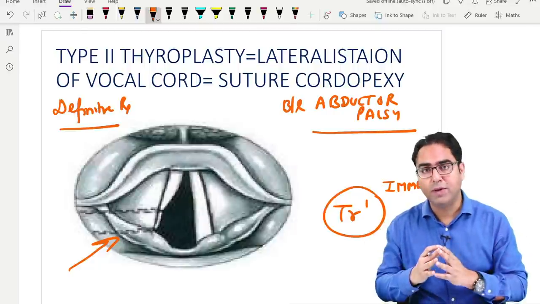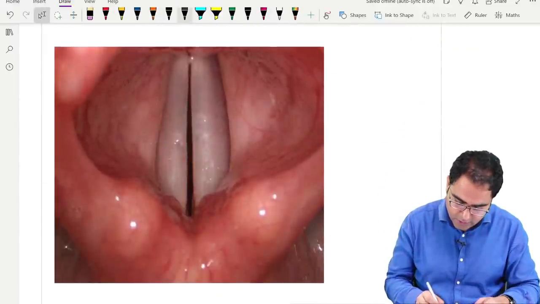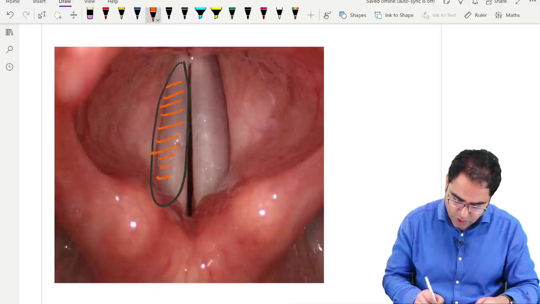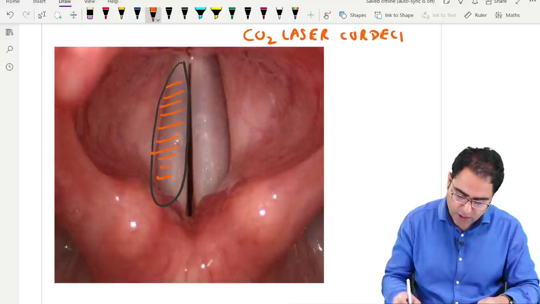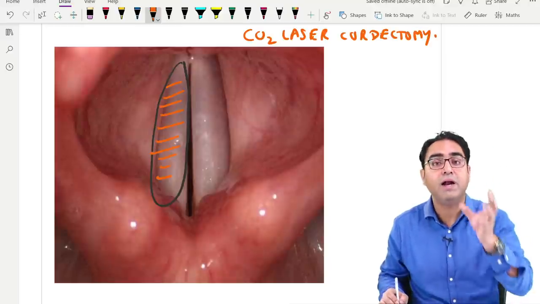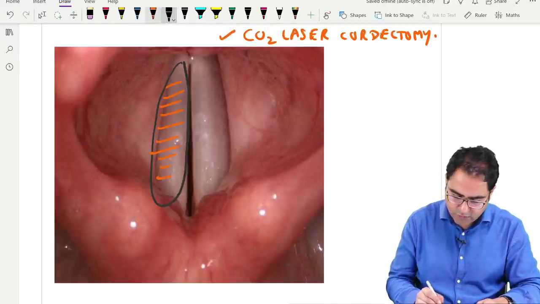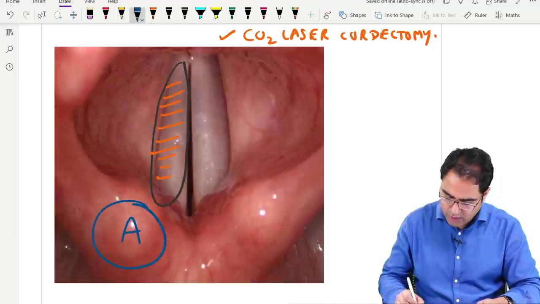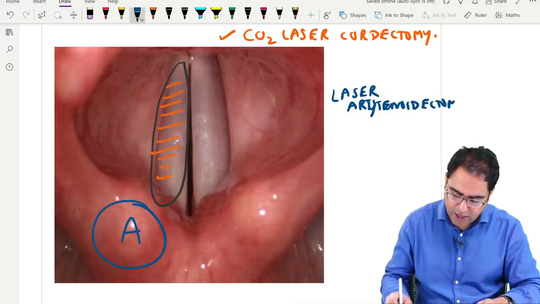Are there any other options available for the treatment? Yes. What are they? The other options are, next one, that you remove this much part of the vocal cord, beta. This is called CO2 laser cordectomy. The other treatment option for bilateral abductor palsy of vocal cord is CO2 laser cordectomy. Somebody said, don't do this, you do this, beta. They say, remove this part, this is the arytenoid, beta. This is called laser arytenoidectomy. Basically, your only purpose is to make some space for the air to go inside, beta.